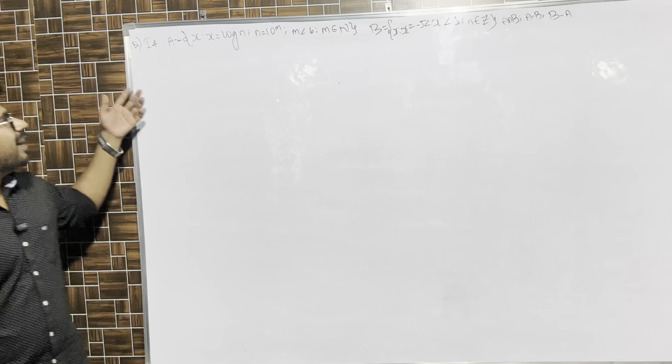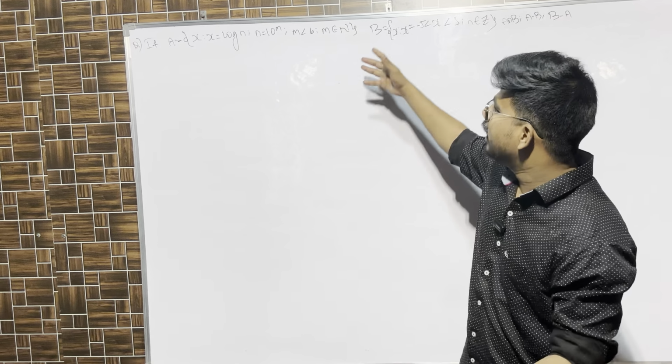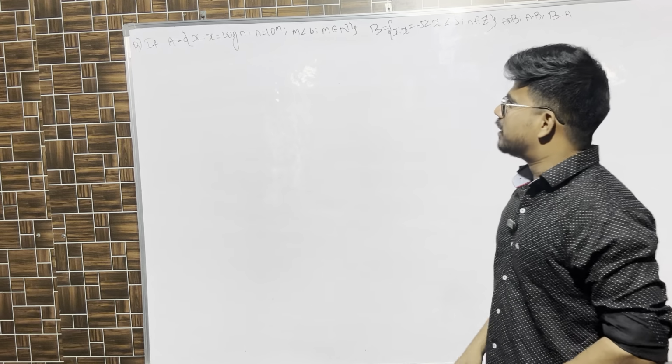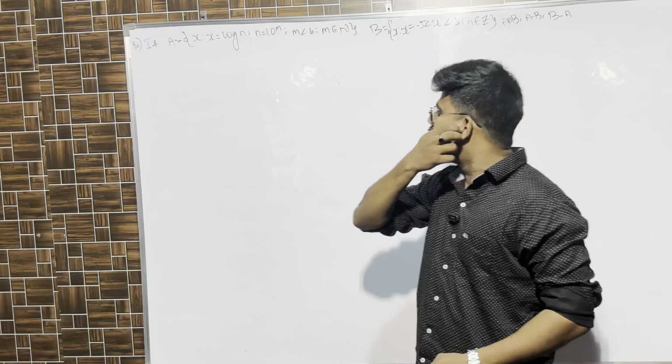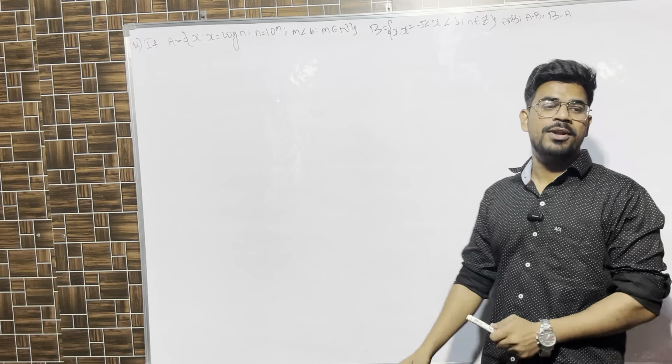Here we have another question. A is a set wherein x is a variable such that x is equal to log n, where n is equal to 10 power m, m is less than 6, m belongs to N.